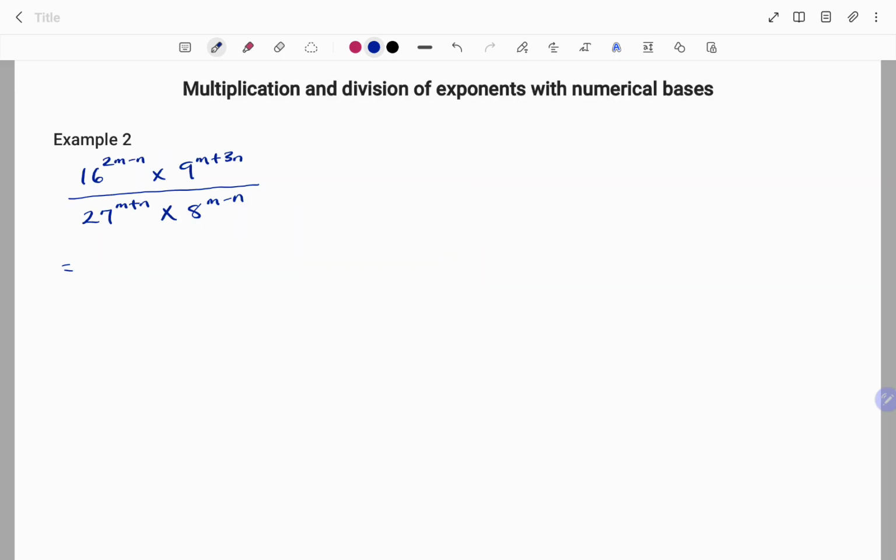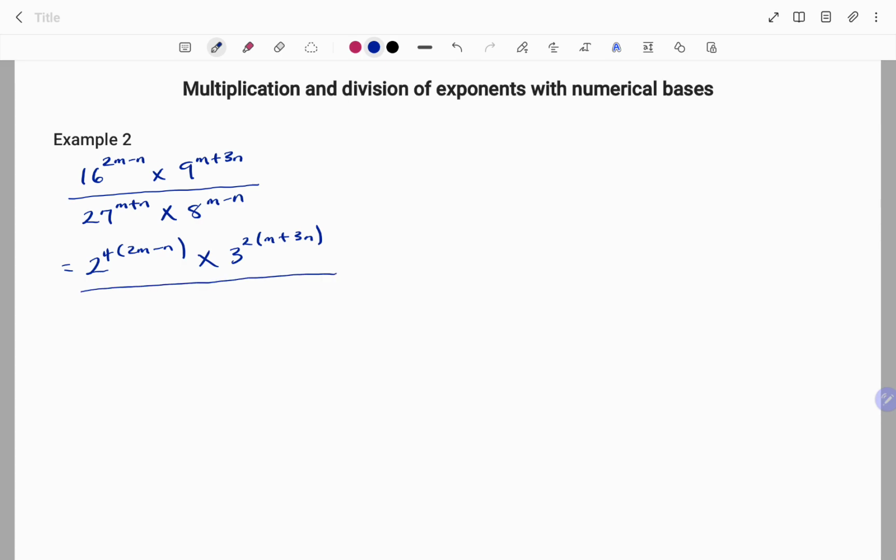In this example, I have 16 to the power of 2m minus n times 9 to the power of m plus 3n over 27 to the power of m plus n times 8 to the power of m minus n. The first step is to change my base to prime. Changing 16 is 2 to the power of 4. I have my exponents, 2m minus n. I'm going to put that in a bracket, times 9 to exponential form. That will be 3, which is my prime, to the power of 2, in brackets, m plus 3n.